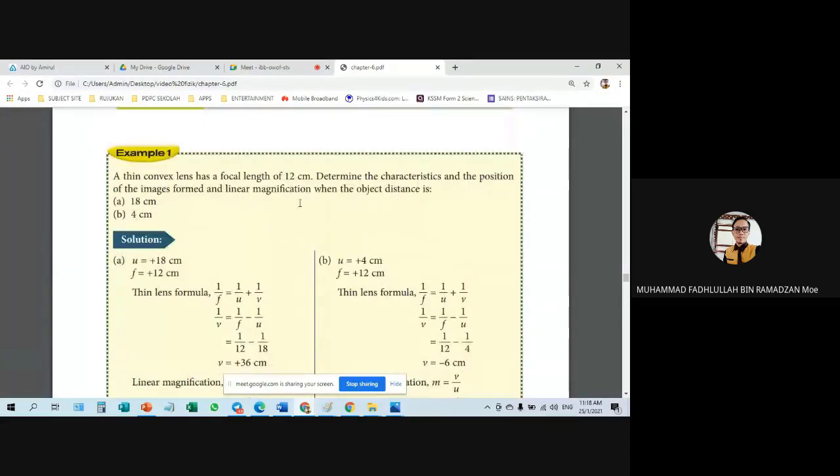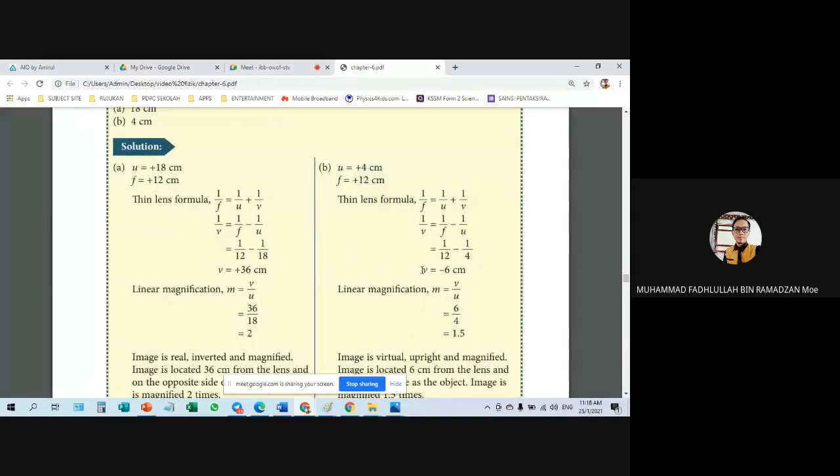Second question. U for cm. Kita gunakan convex lens. So masukkan dalam formula dapat macam ni. And then what is V? V dekat sini you dapat negatif.